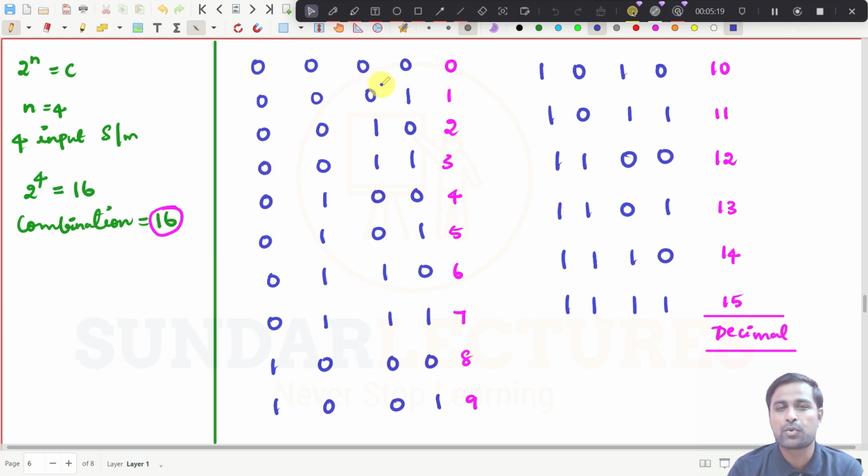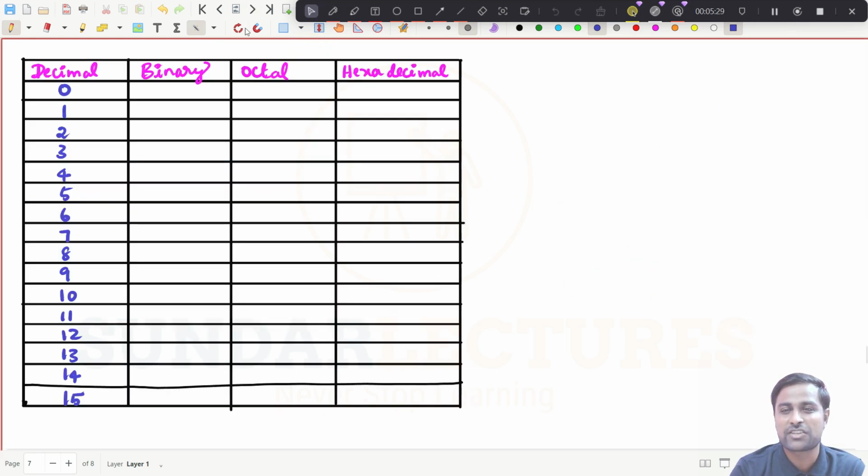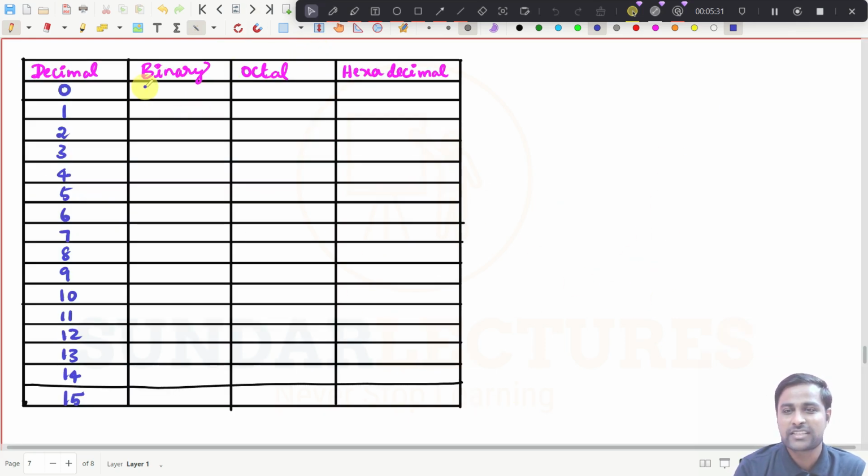But every time you may not remember 0, 1, 10, 11, 100, 101. Maybe that is the actual procedure, but I will tell you the shortcut now. 16 combinations are there, right? So 16 values will come. First you put 8 zeros, and then you put 8 ones. This is a shortcut method.